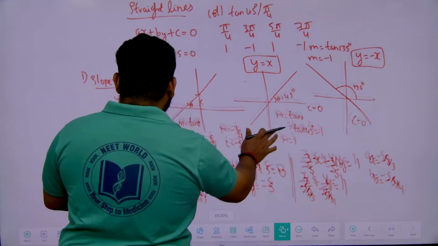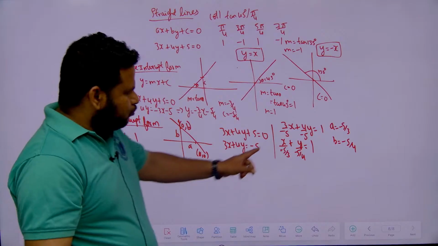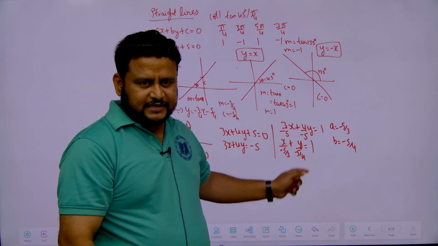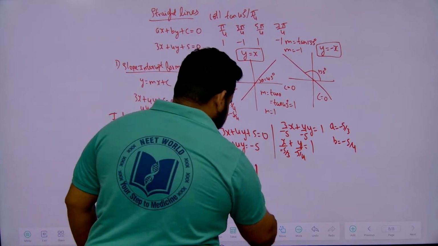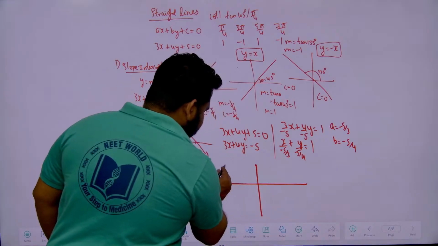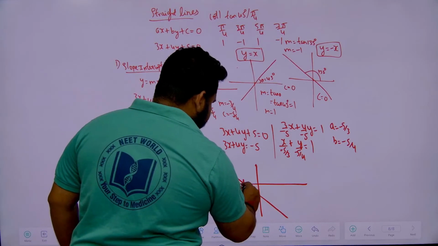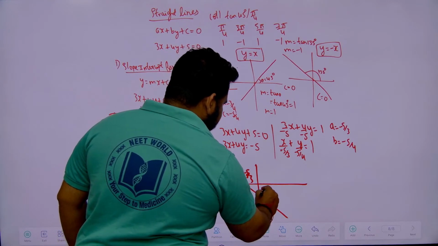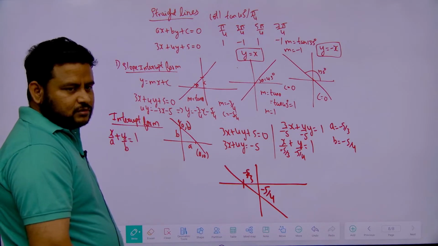Since both are negative, what we can do is, we will get it like this, because see here, both a and b, a is what? X intercept, b is what? Y intercept, both are negative. That means it should come something like this. Here both are negative. So this is the x intercept, x intercept is minus 5 by 3. This is the y intercept, minus 5 by 4. That's all. Understood?